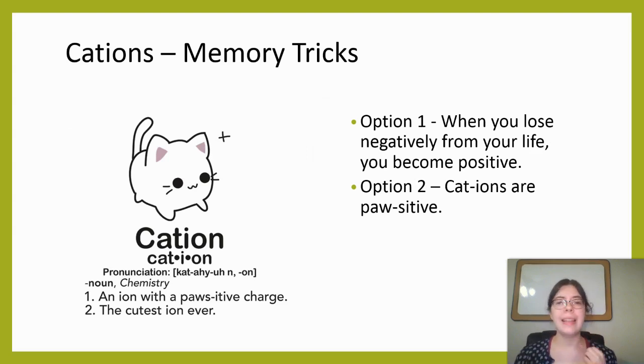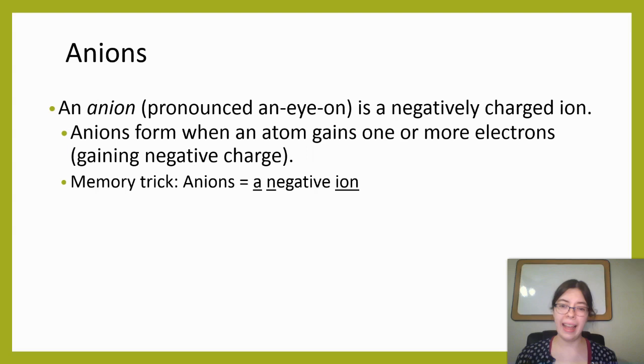The second type of ion we have is anions. So anions are negatively charged ions, so the exact opposite of cations. And anions get their charge from gaining extra electrons. So in this case, they're going to have more electrons than protons, so they're going to have a negative overall charge. So the memory trick for anions is it's literally a negative ion. So if you take those letters and underline them, that's how we get the name anion.